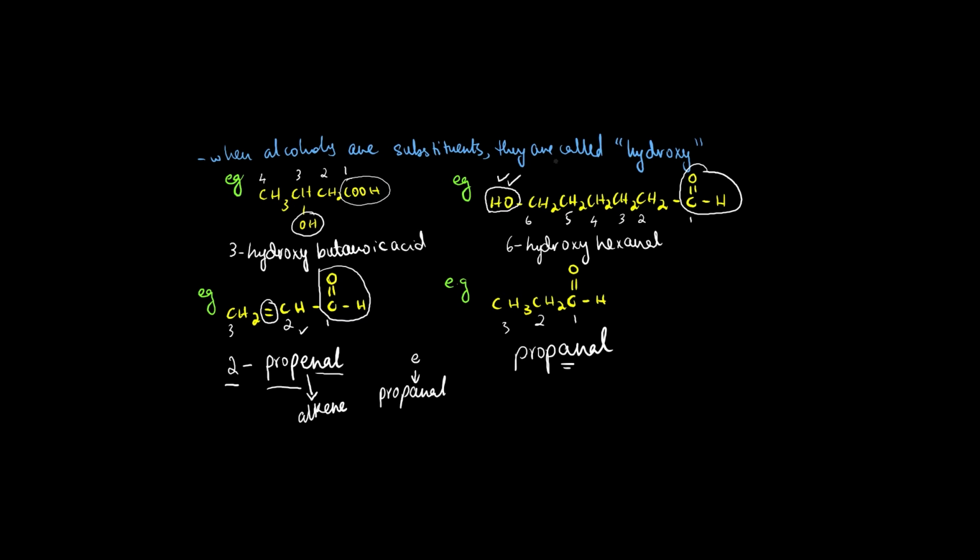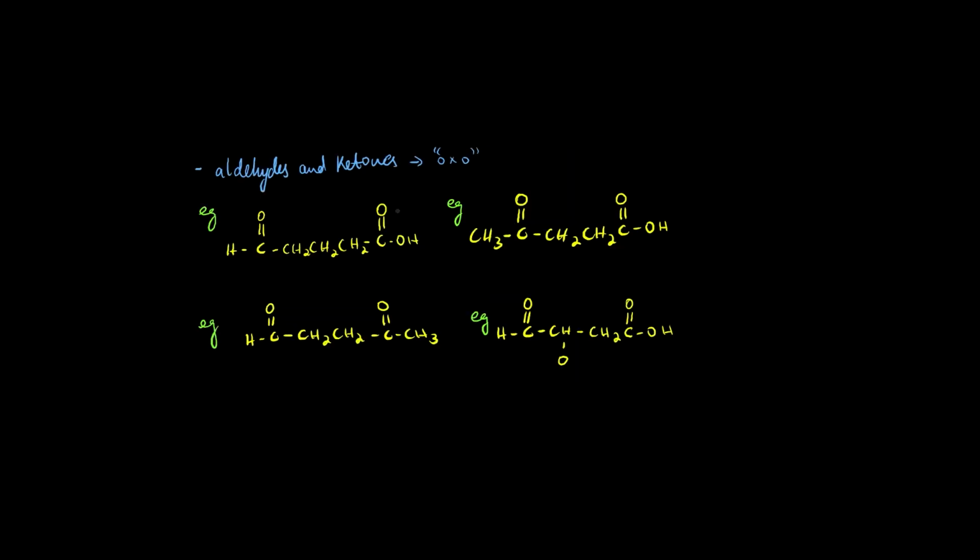So now let's look at the next example. What if aldehydes and ketones are substituents? If aldehydes and ketones are substituents, they would have the name oxo in them, right? So now let's look at some examples. This compound has an aldehyde group and it has a carboxylic acid group. Remember the fact that carboxylic acids hold precedence over everything else. So let's number this compound.